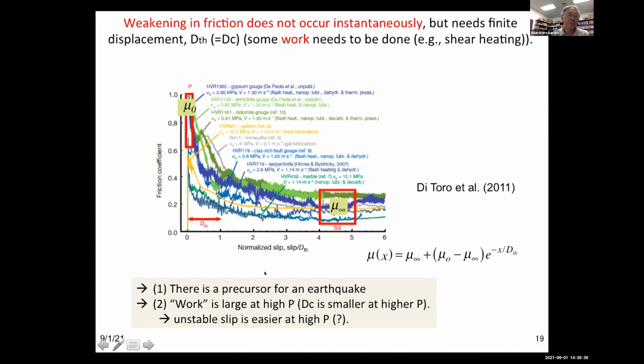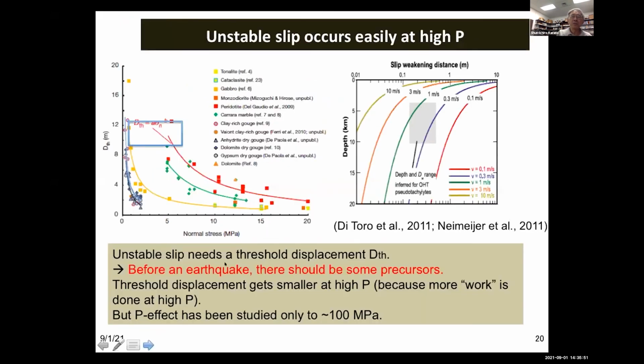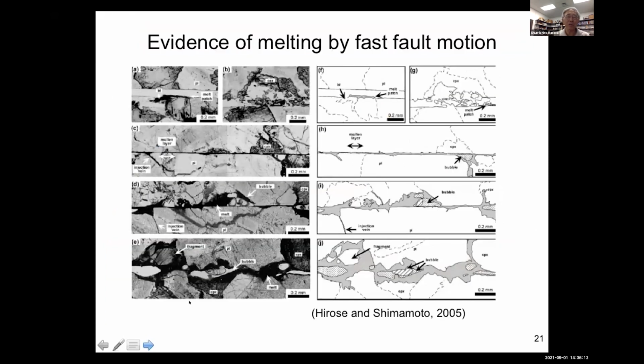And number two, if this slow instability is related to the work, there must be high pressure dependence, because if pressure is high, you have more work done. So this kind of instability is easier. So you expect high pressure effects. However, the previous work done by conventional equipment, the maximum pressure to investigate this was 50 MPa. With the new type of equipment, we should be able to extend this to much higher pressure. That should be the very important goal for future work.